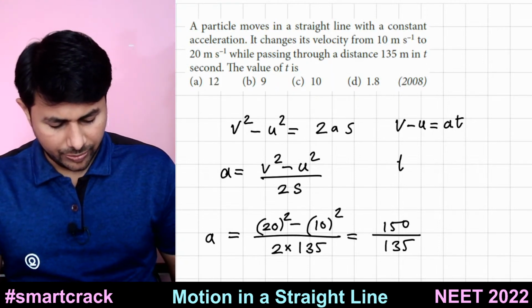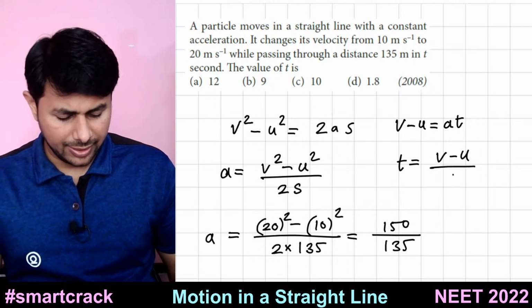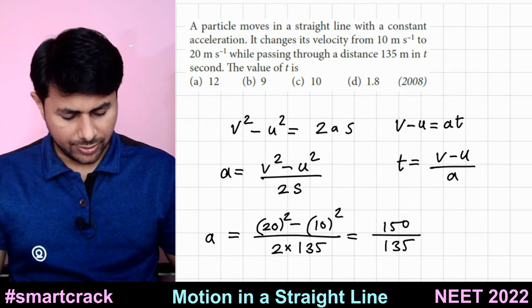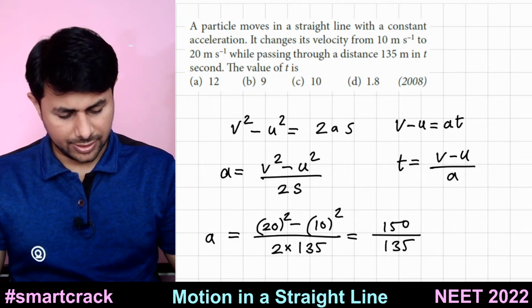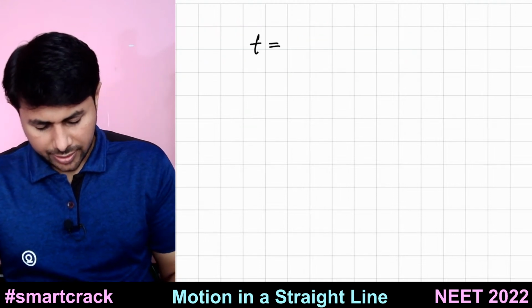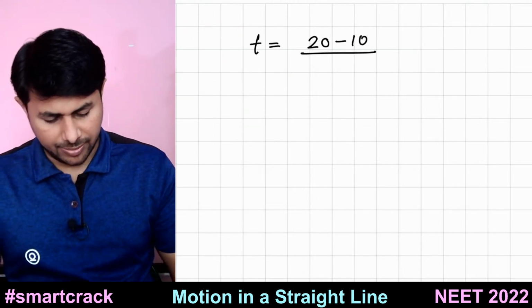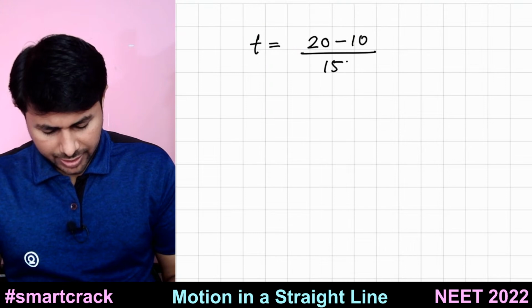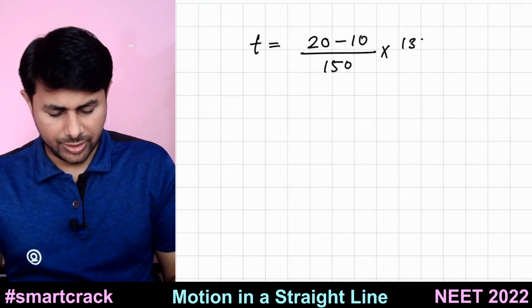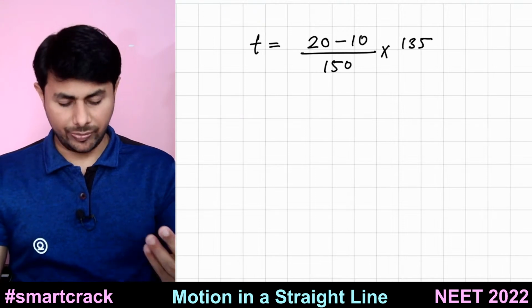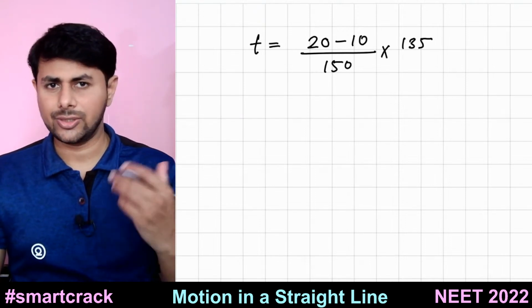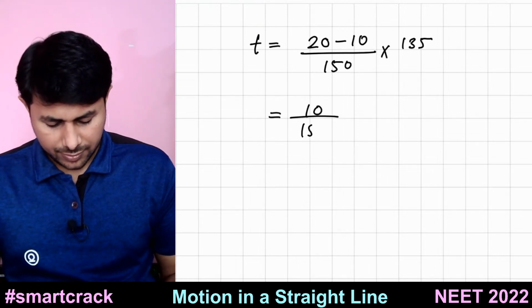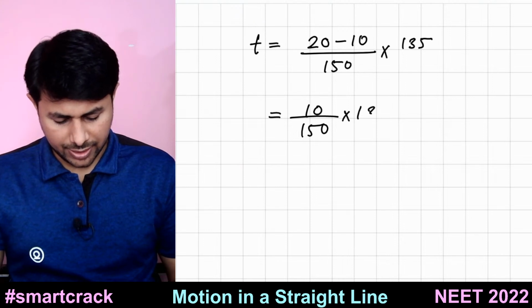Okay, so here we want to find out time. So it is v minus u divided by a. Let's substitute the values. How much is v? 20. U is 10. So t is 20 minus 10 divided by acceleration, and we can directly substitute it. It is 150 divided by 135. So 135 will go into the numerator. See, 135 is in the denominator of the denominator, so it goes into the numerator. So 20 minus 10 is 10. Then we have 150 in the denominator.